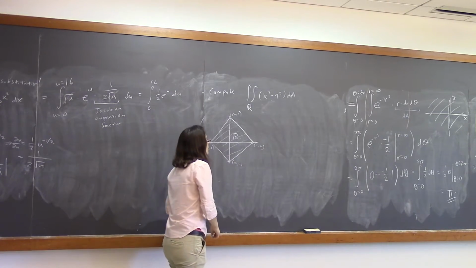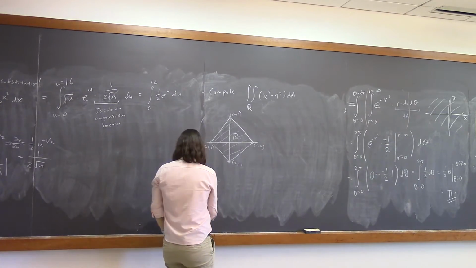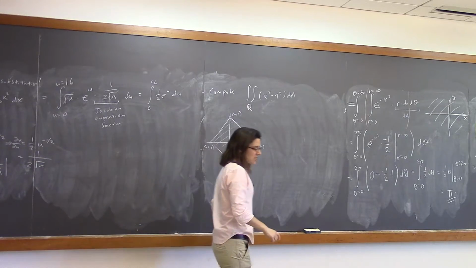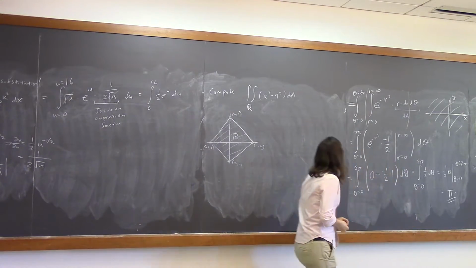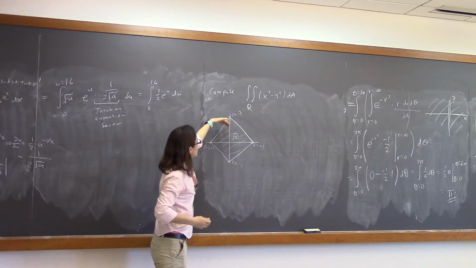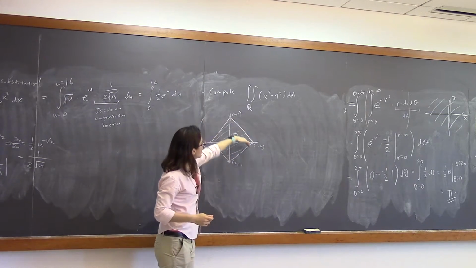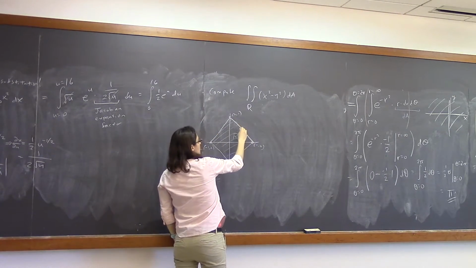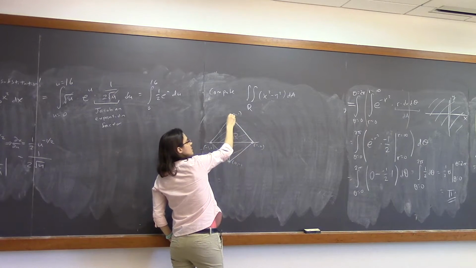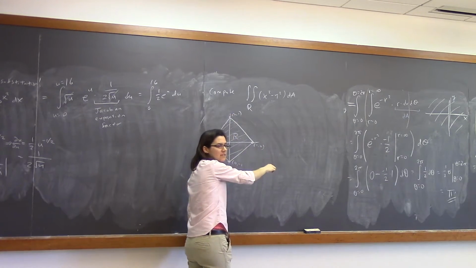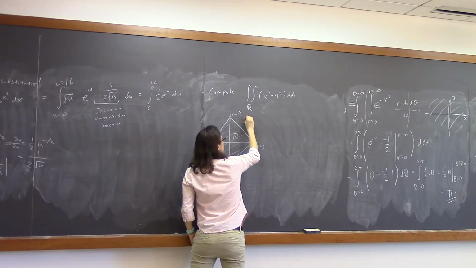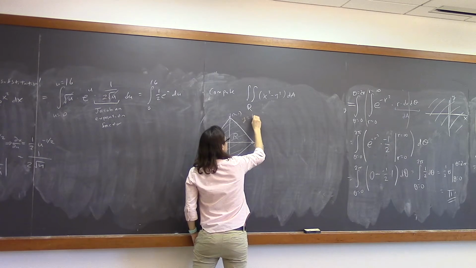So let's see. These bounds of integration are a little bit ugly. Let's write the equations of these lines. Okay, so this line starts at y equals 1, and it has a slope of negative 1. So this line is y equals 1 minus x.